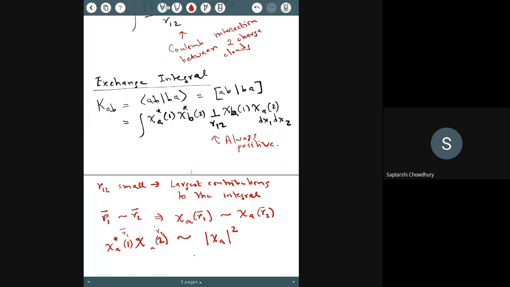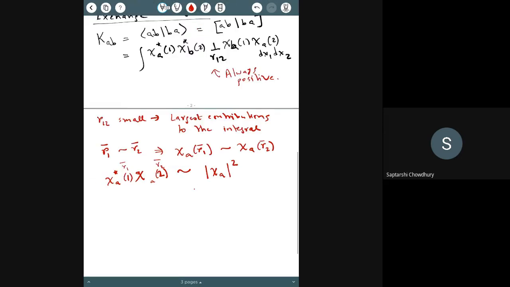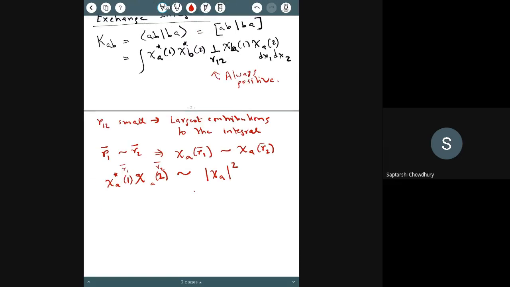So I am intentionally writing just 1 and 2 and sometimes R1 bar, R2 bar, just to enforce the fact that they are the same, okay? So they are never different. Is this clear to you that when R1 and R2 are similar, then chi A R1 and chi A R2 are almost the same. So chi A star 1 and chi A 2 is almost the same as chi A mod square. To get chi A mod square, you would have needed 1 in both places. But since R1 is similar to R2, I can write that this is similar to chi A mod square.